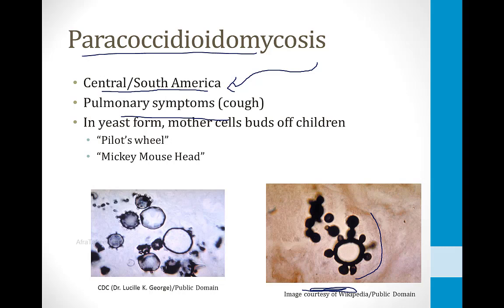So if you look at this picture on the left, if you look up here, you've got a mother cell budding off two little daughter yeasts, and they almost look like Mickey Mouse ears. So if you hear a description of the pilot's wheel or the Mickey Mouse head, what they're describing is paracoccidioidomycosis, and the reason is because the mother yeast cells bud off lots of little daughters all at the same time.